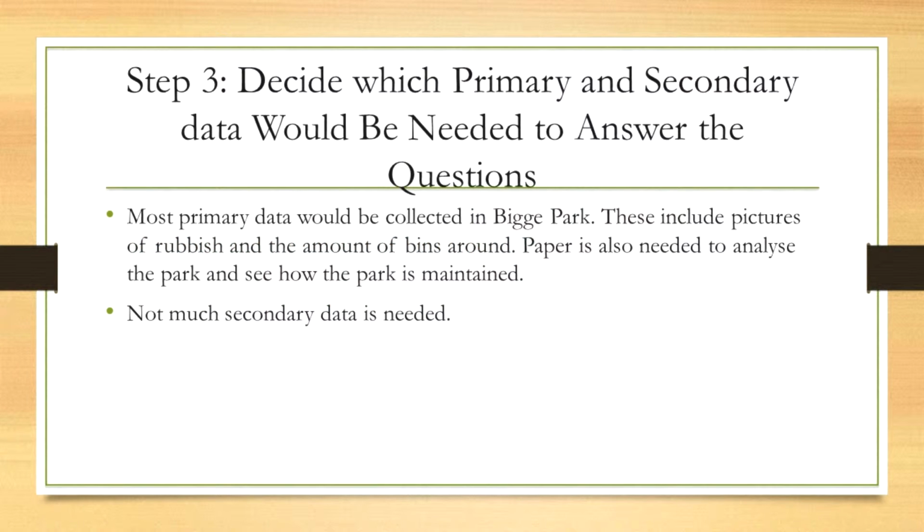Step 3. Decide which primary and secondary data will be needed to answer the questions. Most primary data will be collected in Biggie Park. These include pictures of rubbish and the amount of bins around. Paper is also needed to analyze the park and see how the park is maintained. Not much secondary data is needed in this case, because mostly it was done by writing and taking pictures.